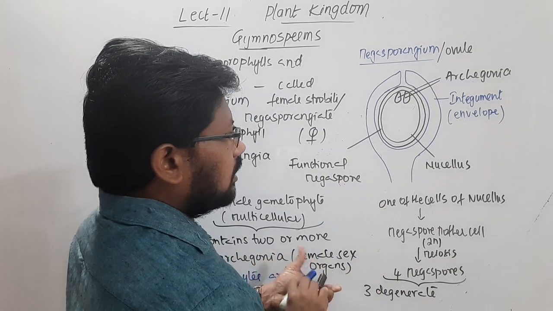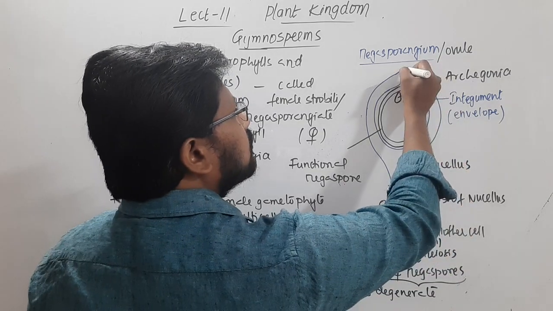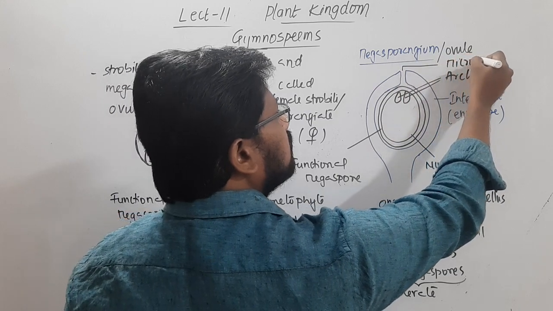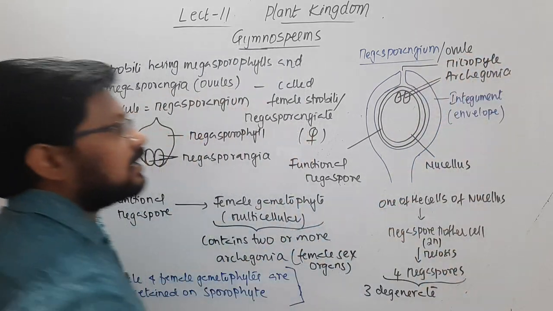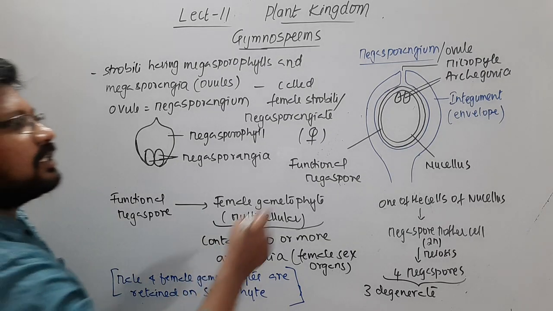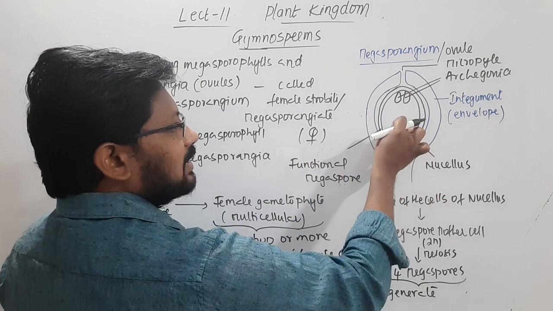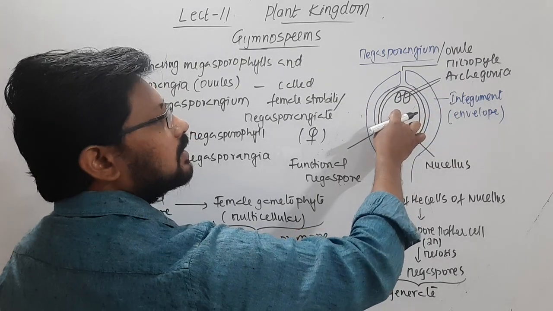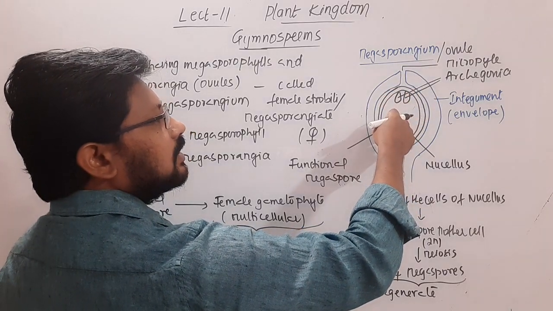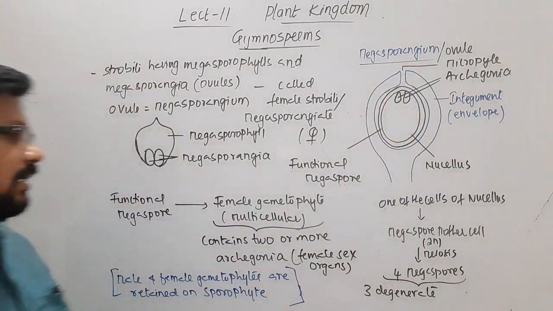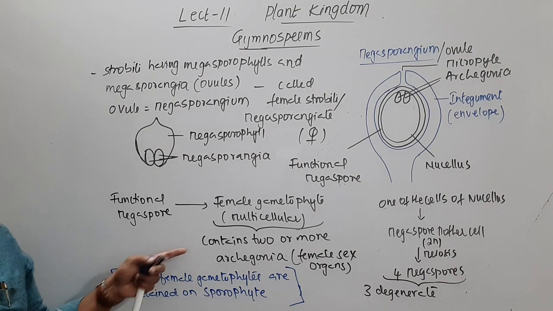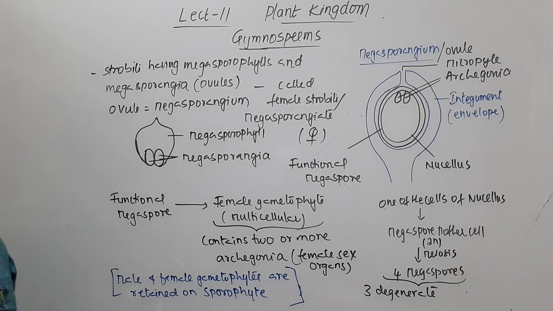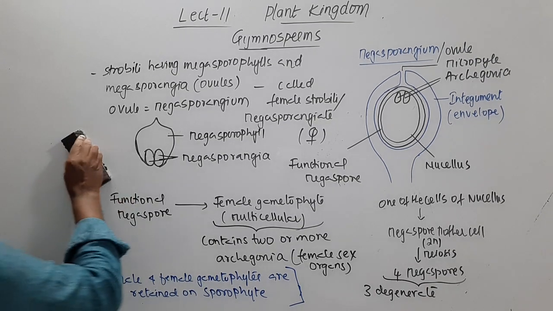Here is one more point. In this ovule, the opening is called the micropyle. The ovule is protected by integuments. Inside is the female gametophyte, which contains two or more archegonia, and each archegonium will have one egg cell.